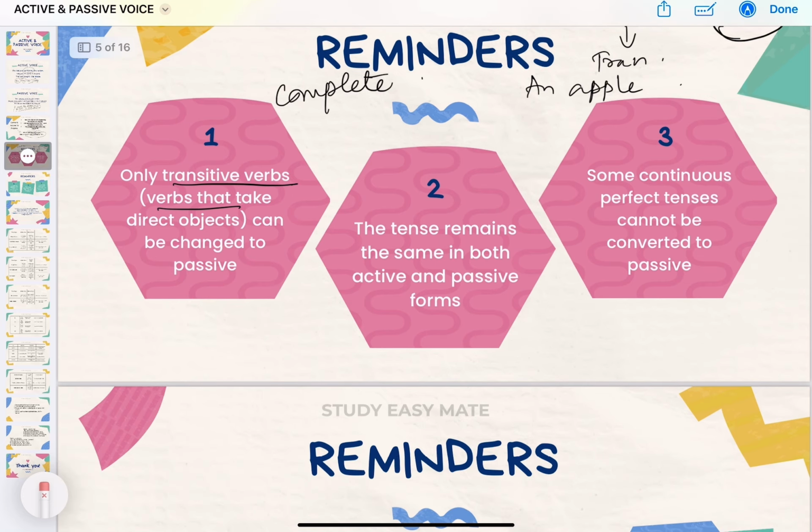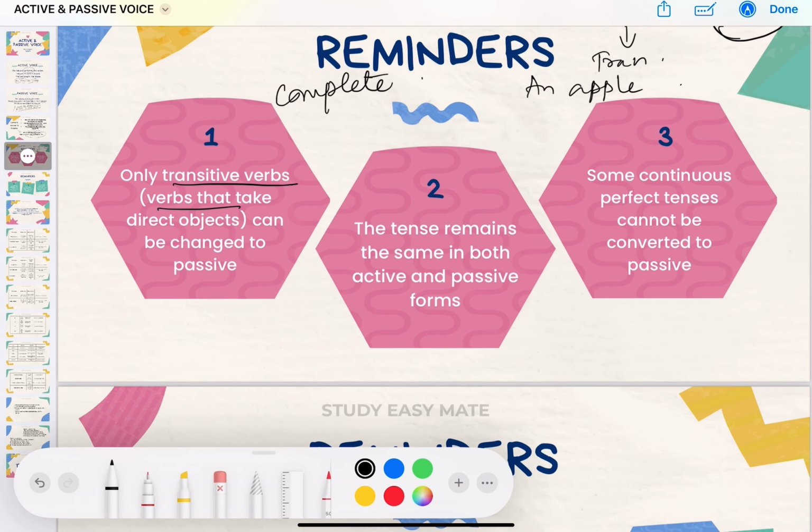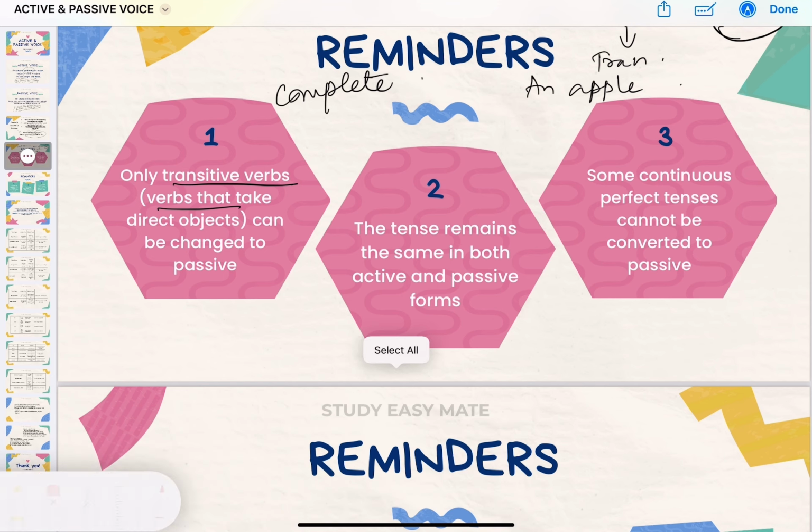Second, the tense will remain the same in both cases. If it is in present, you will have to make it present. If it is in the past, you will have to make it past. In future, future. So the tense has to remain the same. This you'll have to keep in mind.